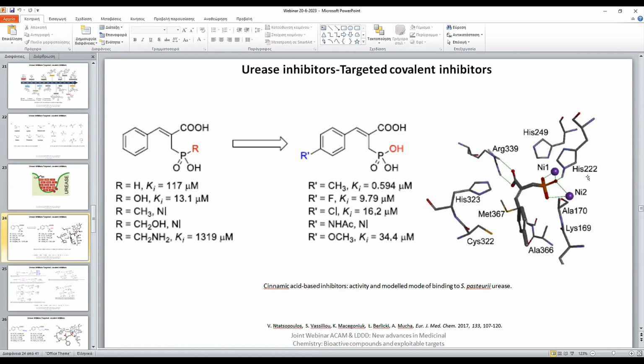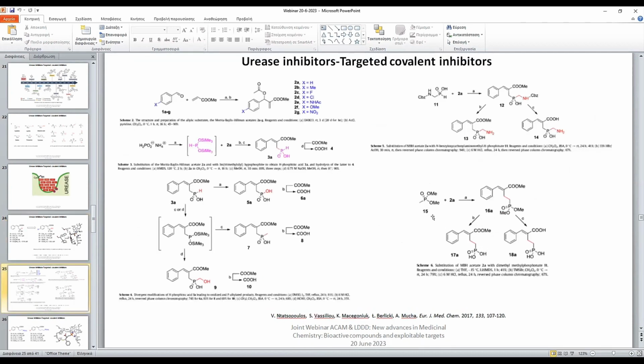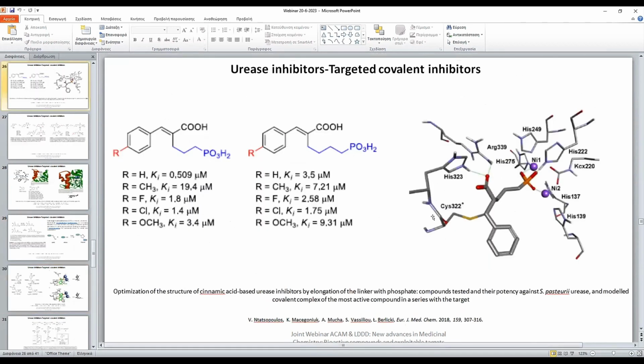Because this cinnamic part, the double bond, was not close enough to the sulfhydryl group. It was a little far away, let's say in simple terms. It was not close enough to make the covalent bond happen. So what was our thought in order to optimize our inhibitors? To make a little longer the distance between the organophosphorus compound and the cinnamic part. So this was the synthesis of the previous, not going into details, I don't have time.